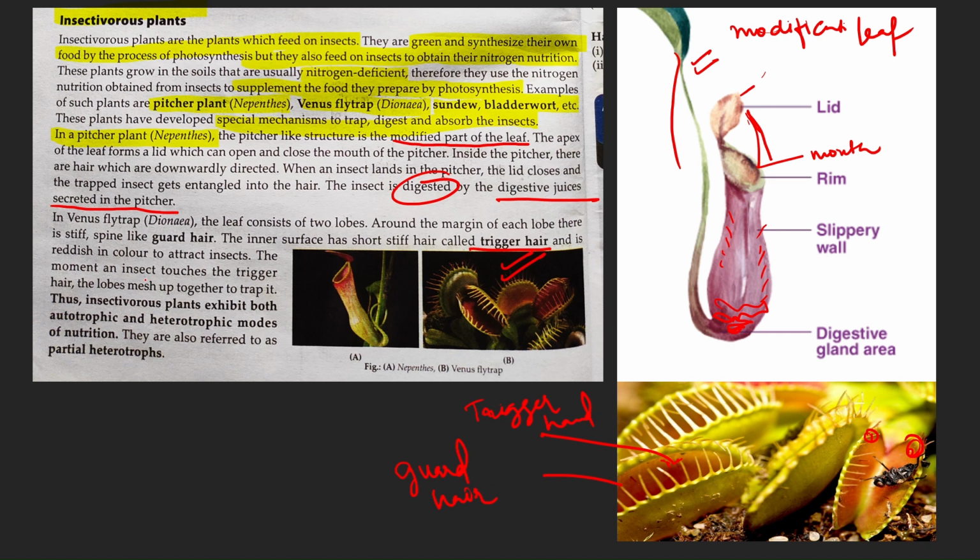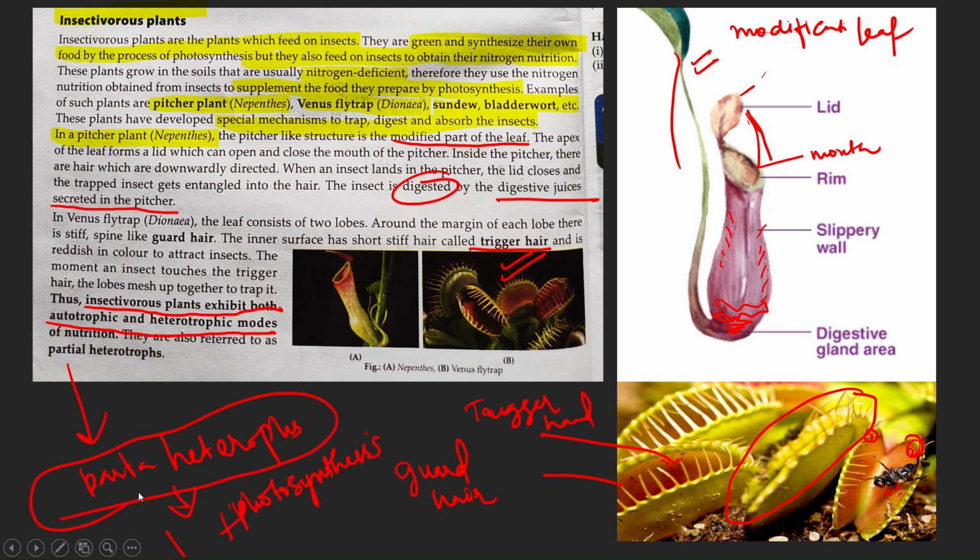The moment an insect touches the trigger hair, the lobes mesh up and they close just like this. So the lobes mesh up together to trap it. Thus insectivorous plants exhibit both autotrophic and heterotrophic modes of nutrition. That's why they are called partial heterotrophs, because they also carry out the process of photosynthesis. So insectivorous plants are called partial heterotrophs.